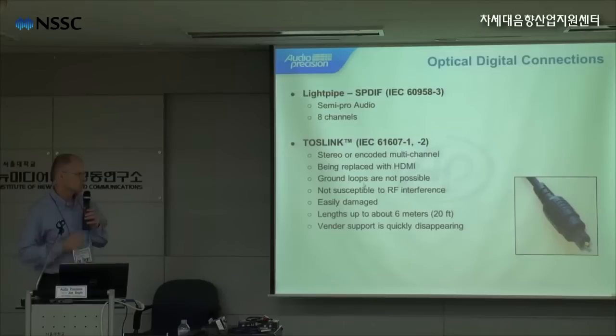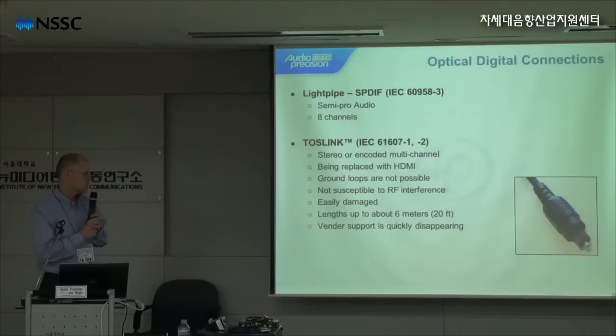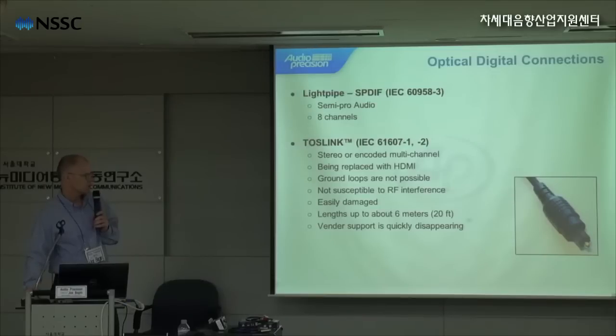Because it's optical, ground loops are not possible, and it's not susceptible to RF interference. One of the problems is the cables are easily damaged, so they're not very robust. They have lengths up to about 6 meters total, but the vendor support is quickly disappearing. As a matter of fact, in one of our analyzers, we use an older part that's used for the Toslink interface, and it's getting very hard to get the chips used in the receivers these days.